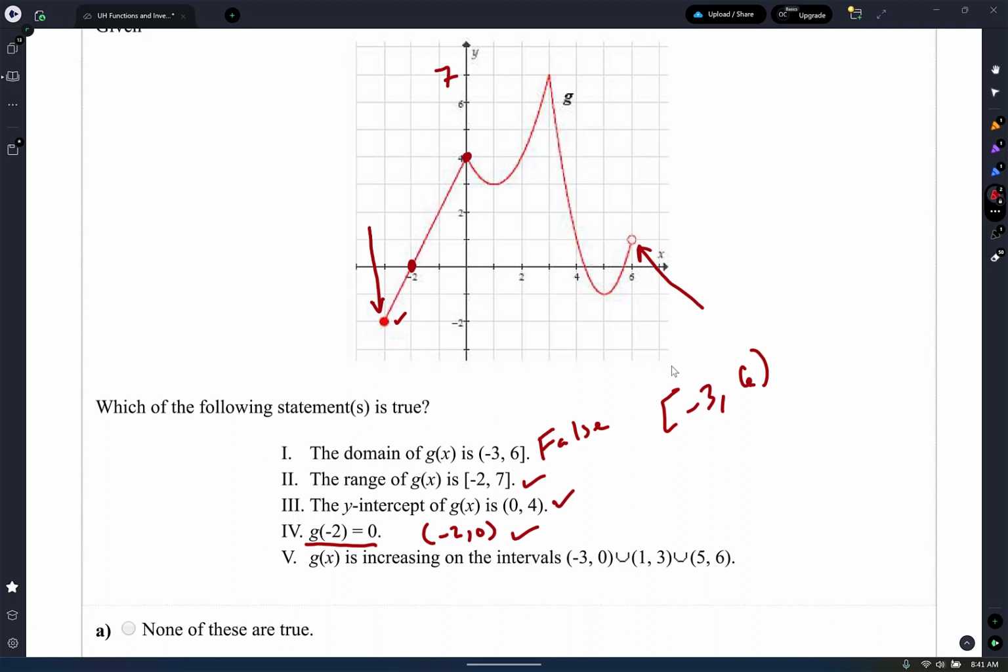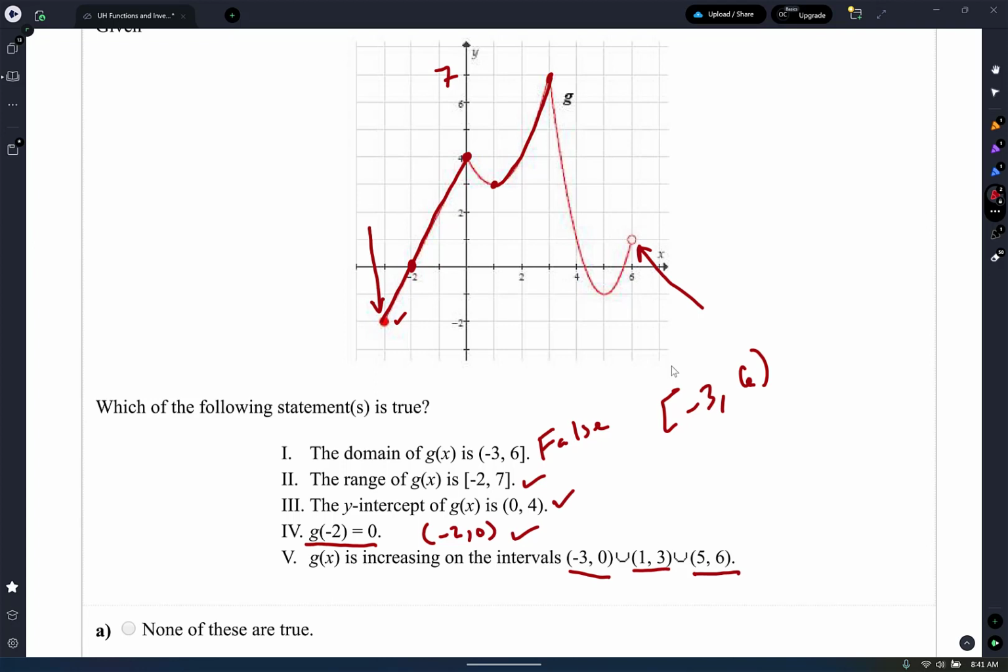All right, last one. G of x is increasing on the interval negative 3 to 0, 1 to 3, 5 to 6. Increasing means you're moving up. You read a graph left to right. Between negative 3 and 0, are you moving uphill? Yep, these are x values, guys. That's an interval. Between 1 and 3, so you go to 1 and you go to 3. Am I moving uphill again? Yep, so far so good.